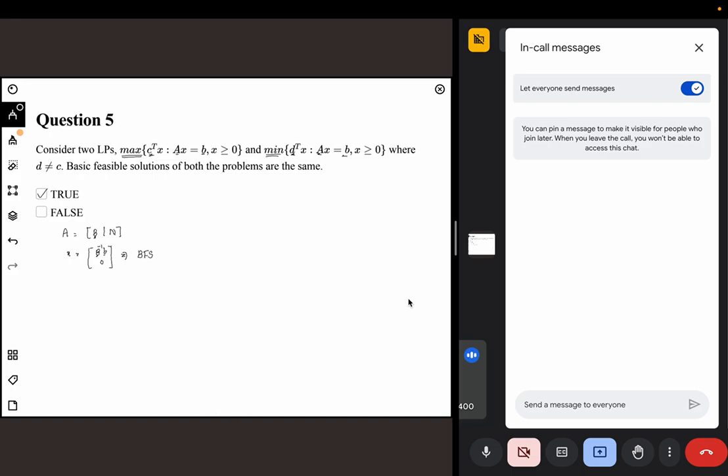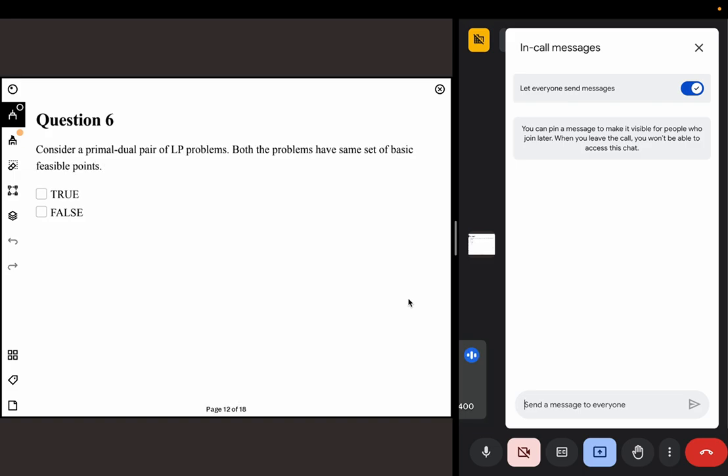So if you recollect in the standard form, if we say this is a primal problem, which is not, because the standard form should be minimization. So let me say this is the primal form. Then in the dual form, this equal to gets converted into an inequality sign, which is not true. These two are not primal dual forms. But let's say you have a primal dual pair of LP problems, and both the problems have the same set of basic feasible points.